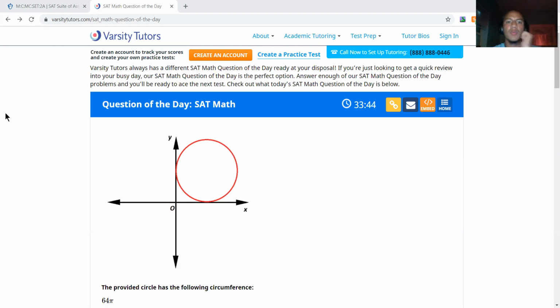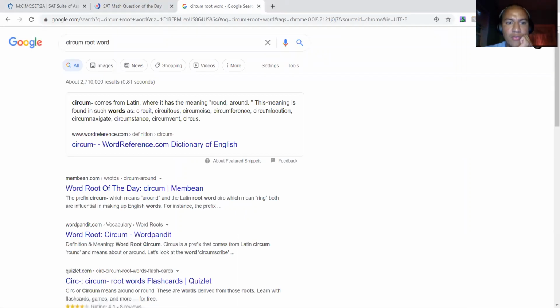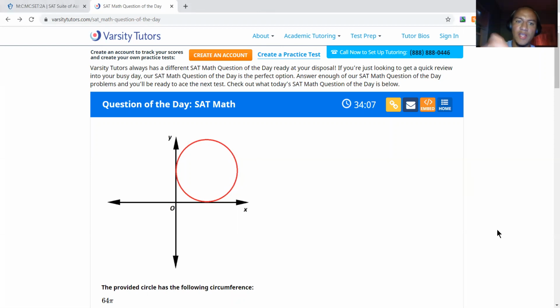Now, it says the provided circle has the following circumference. So before even continuing, you must know what circumference specifically means. And if you forgot, you could look up the root word circum, and it means round around. So it's talking about around the circle right here.